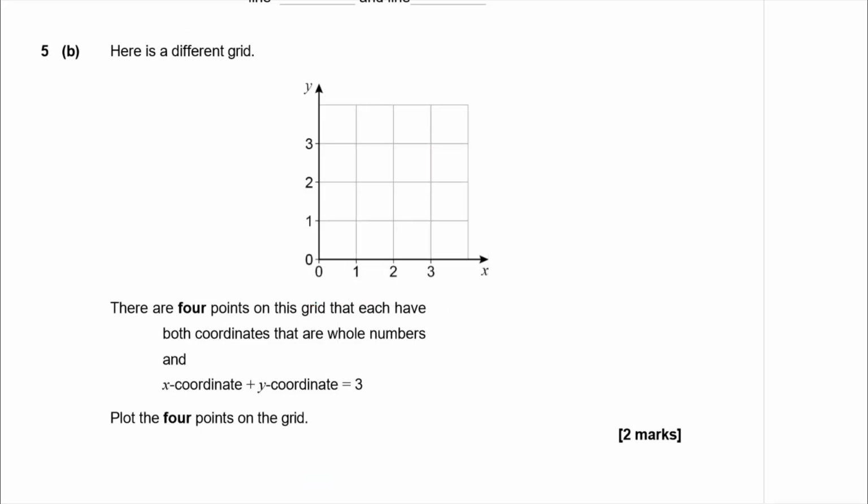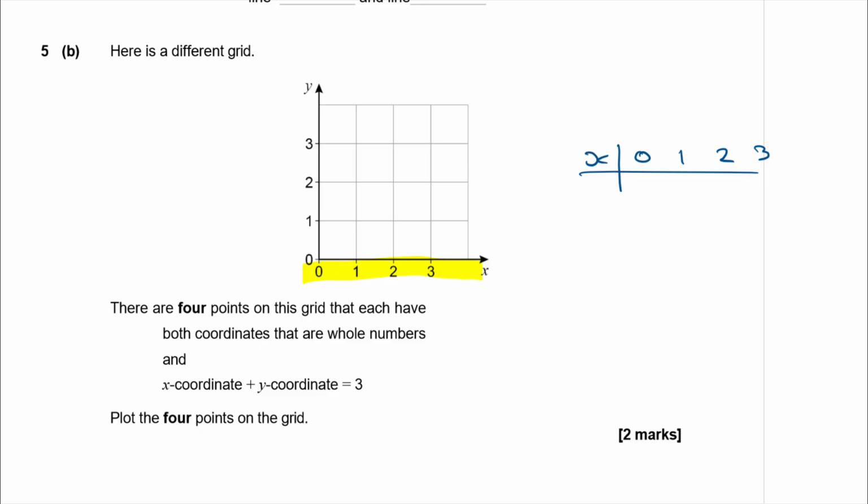There are 4 points on this grid that each have both coordinates that are whole numbers, and the x coordinate plus the y coordinate is equal to 3. Plot the 4 points on the grid. So the x coordinate and the y coordinate have to add up to give me 3. So I've got 4 x coordinates I could pick from that are whole numbers here, aren't I? They could be 0, 1, 2, or 3. It's the numbers along here. These are the ones I need to pick.